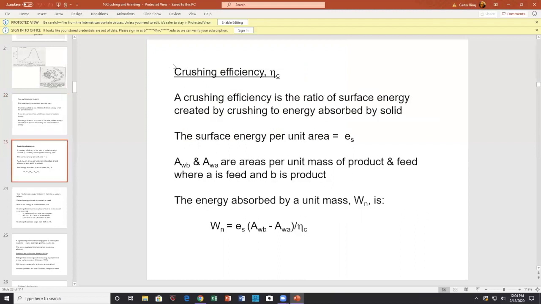Now, there is an attempt at crushing efficiencies. And these are some definitions of crushing efficiencies, and you throw in an equation. You're really after how much energy is absorbed by a unit mass of the solid. That's what you're really interested in. So you have the surface energy per unit area times the difference between the area of the product and the area of the feed, and then divided by some sort of efficiency. And you get the energy absorbed by unit mass.